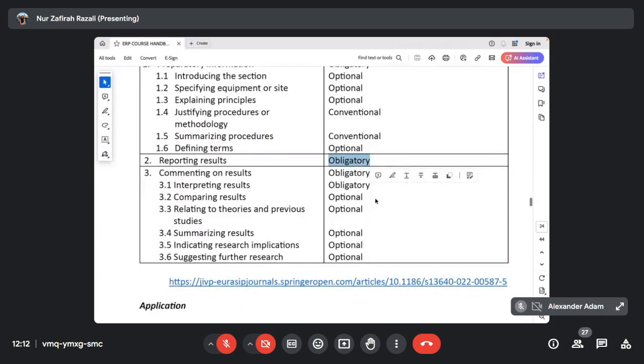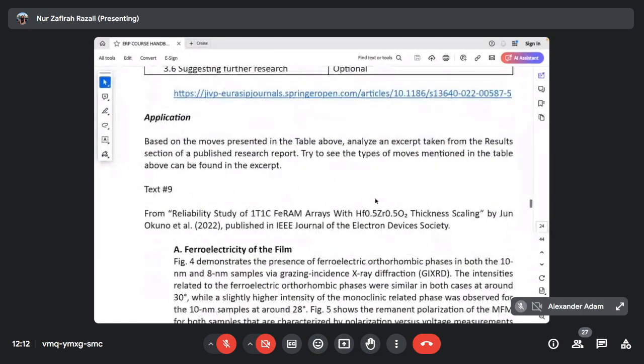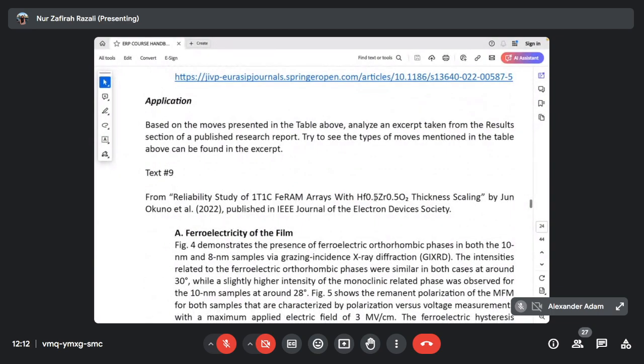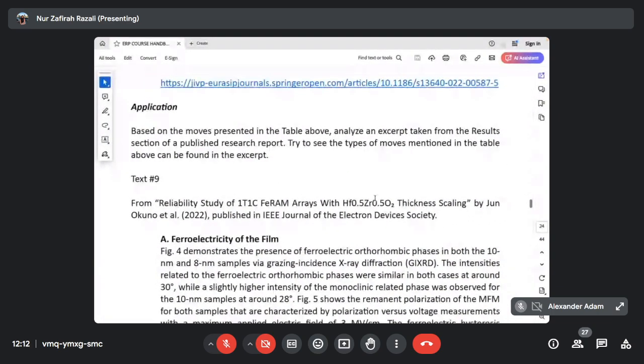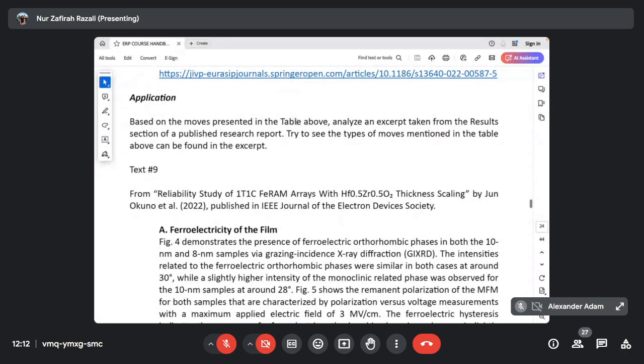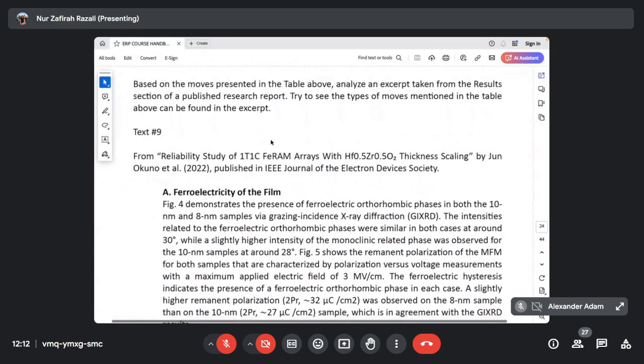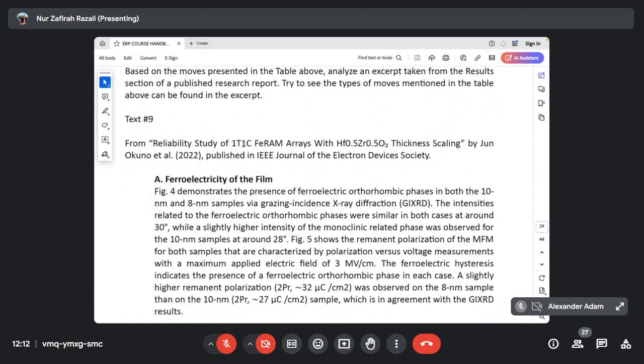Okay, if you're not sure about anything, you may interrupt me anytime. Now, based on the moves presented in the table above, analyze an excerpt taken from the results section of a published research report. Try to see if the types of moves mentioned in the table above can be found in the excerpt. Text 9, from a reliability study of 1T1C FeFET arrays with thickness scaling by June Okuno et al. 2022, published in the IEEE Journal of the Electron Devices Society.